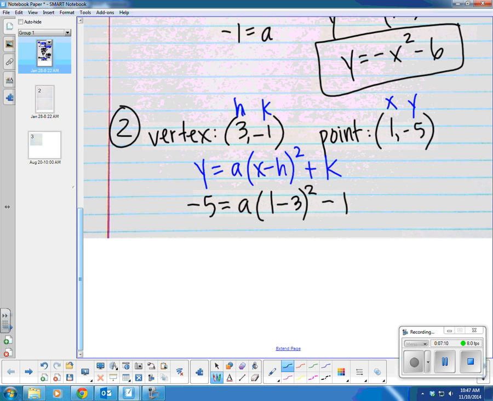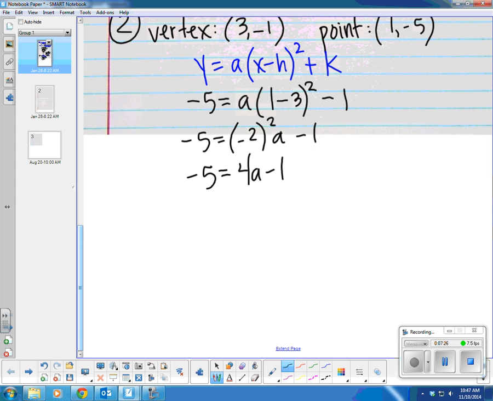So then we have 1 minus 3 is -2, squared, times a, minus 1. So what is -2 squared? Positive 4a minus 1. Then we have to do what? Yep, add 1 to each side. We get -4 equals 4a. It's the same problem we just had. Divide by 4, and we have a is equal to -1. Good.